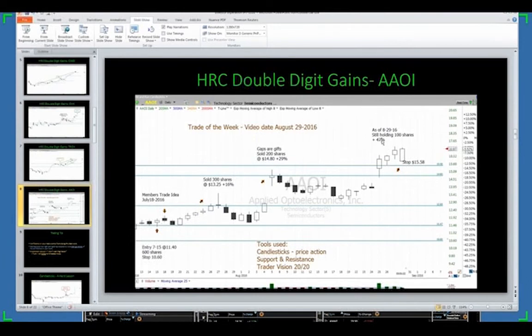this is the exact shot that I put on the video. As of 8/29, still holding 100 shares at 47%. I did raise the stop to 15.58. We have since sold it, and I forget, but it was just slightly above the 47% mark for the last 100 shares. And by doing this, all we did was use candlesticks, price action, support and resistance, and something we call Trader Vision 2020 to plan the trade. That's all we did. All this was because of planning, and this is what happens when you plan a trade.